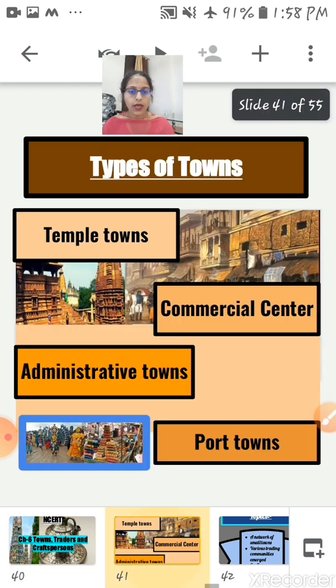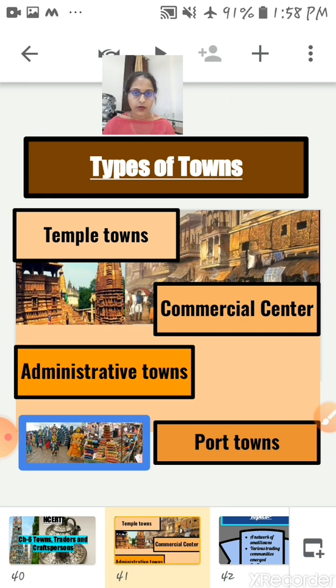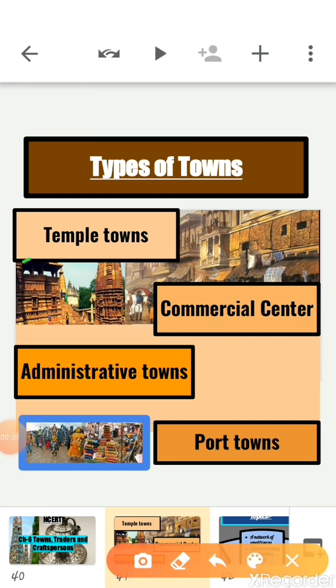In the first part of this chapter, we discussed different types of towns. As I told you, towns were a very important feature of medieval India, for example, temple towns, commercial centers, administrative towns and port towns. First we learned about temple towns, which had huge temples and pilgrims visiting throughout the year.